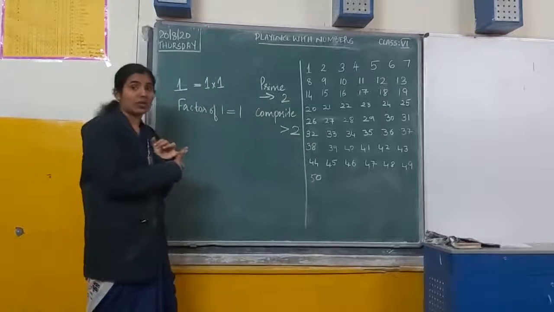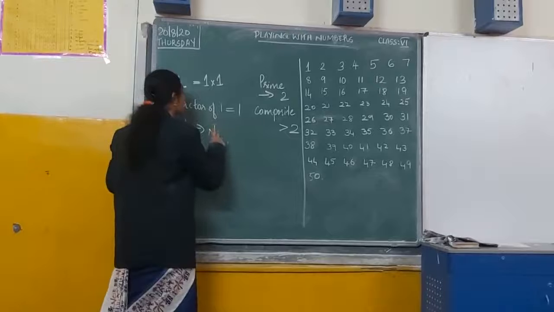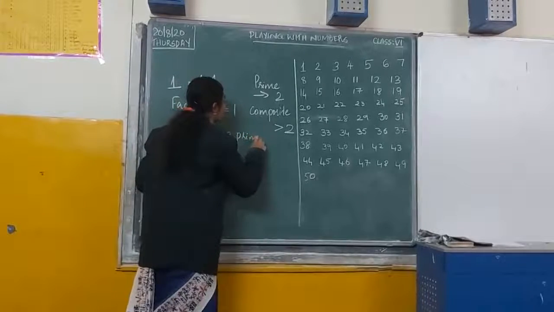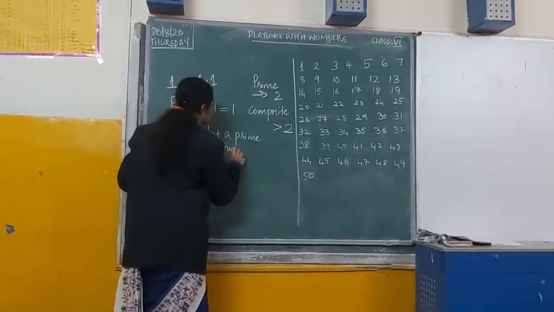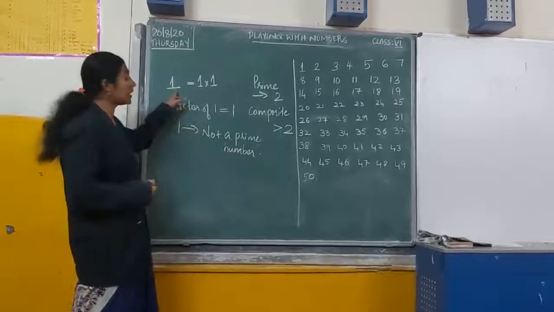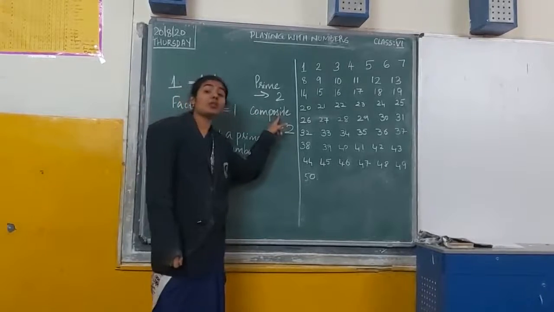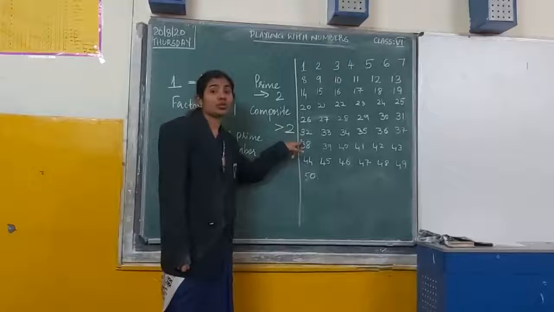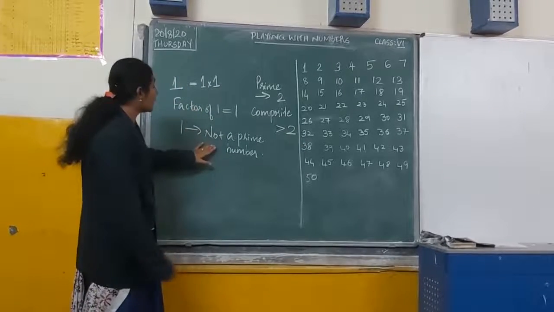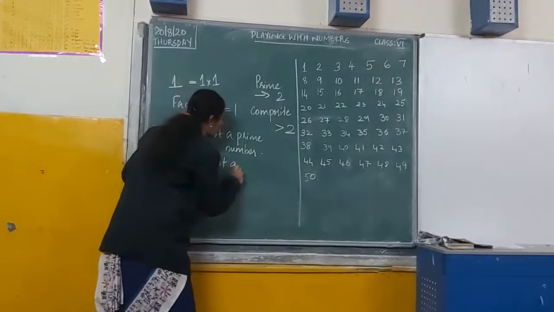That means, is 1 a prime number? No, 1 is not a prime number. Now you should check whether this number is a composite number. See, composite numbers have how many factors? More than 2. Here only one factor is there. That means it is not a composite number.